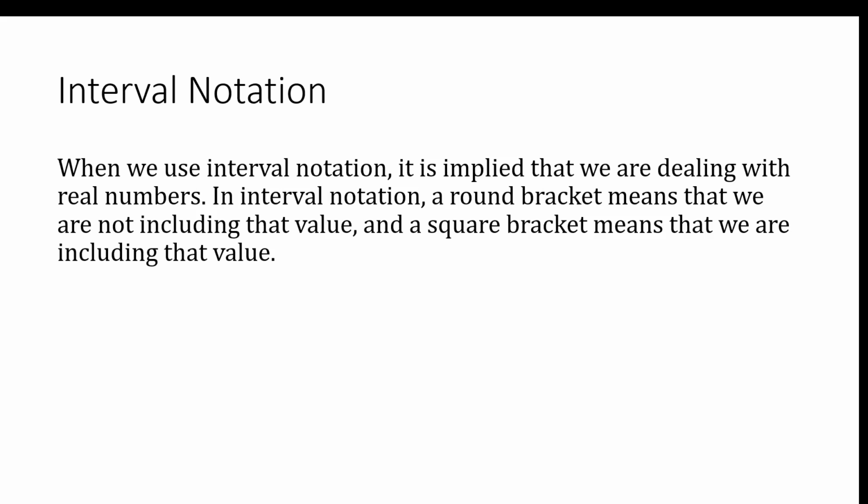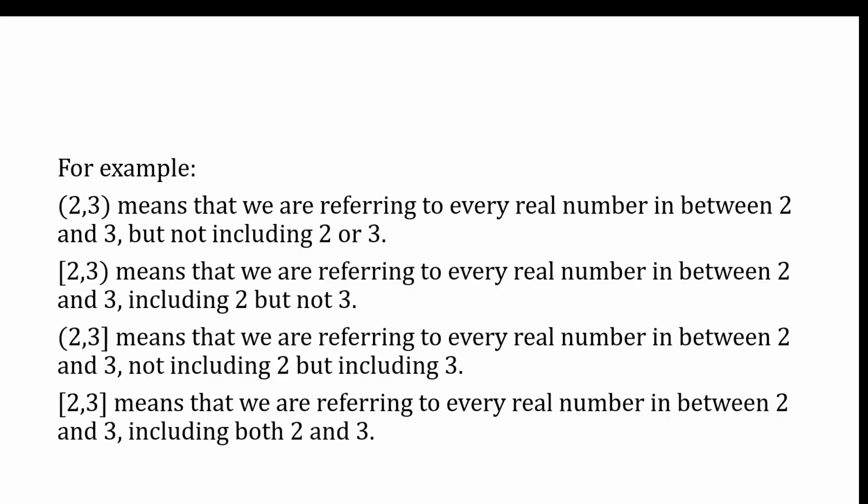Now, sometimes we also want to use interval notation. When we use interval notation, it's implied we're dealing with real numbers. In interval notation, a round bracket means we're not including that value. A square bracket means we are including that value. So for example, if I'm in interval notation and I write (2, 3) like that, it means we're talking about every number between 2 and 3, but not including 2 or 3. That would be 2 less than x less than 3.